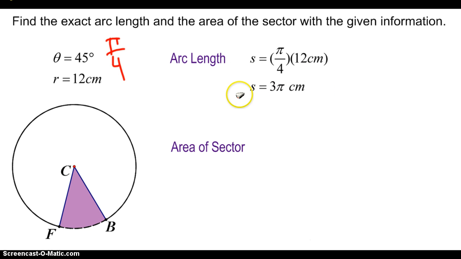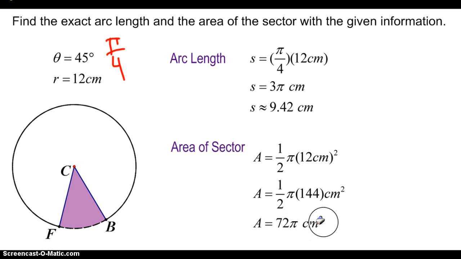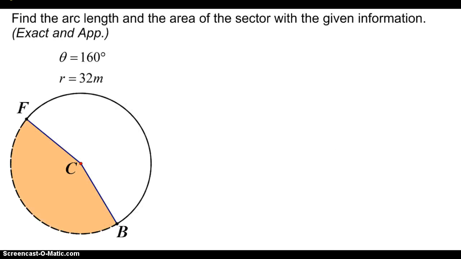That would be exact. If I ask for approximate, you just need to put that in your calculator and round. Don't forget your units. So area of a sector, area is 1/2 r squared theta. We square our 12, which gives us 1/2 pi over 4 times 144 centimeters squared, and then we reduce to get 72 pi centimeters squared. Again, if I ask for approximate, just put that in your calculator. So I need you to do this problem for tomorrow, and then we're going to do some more application problems.